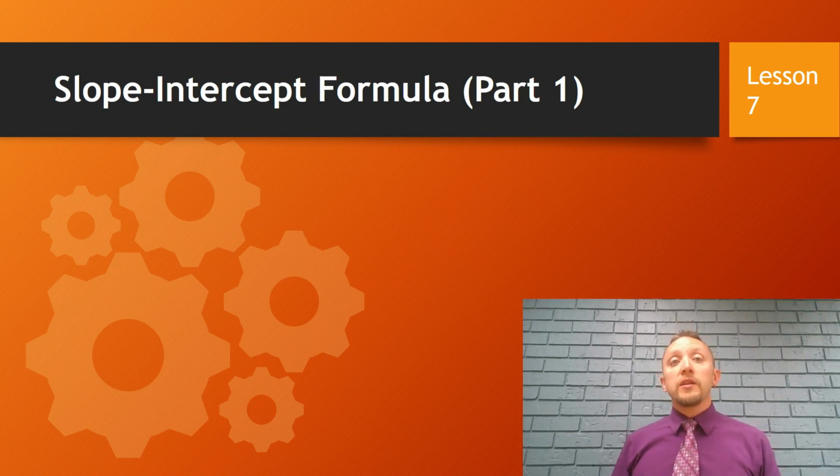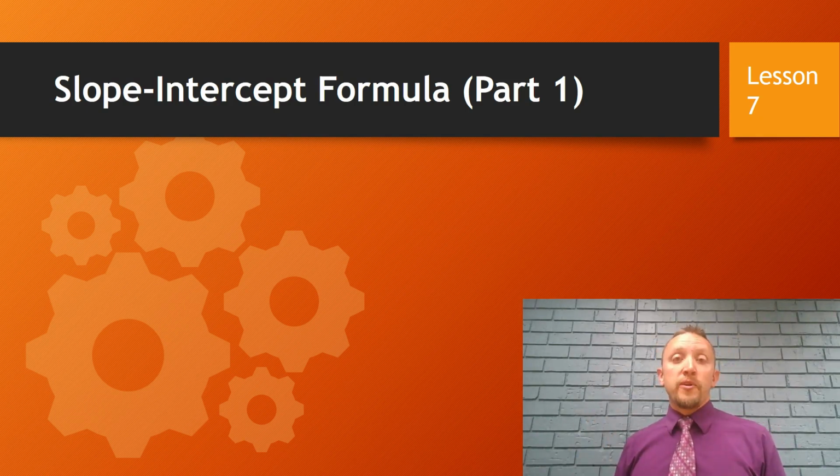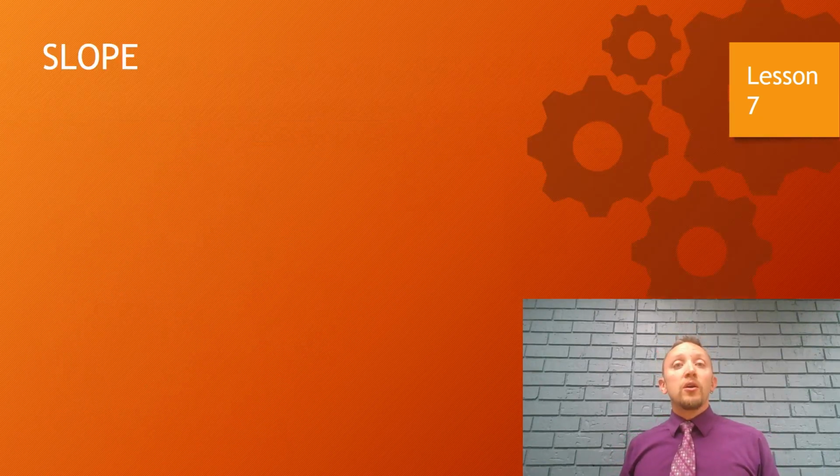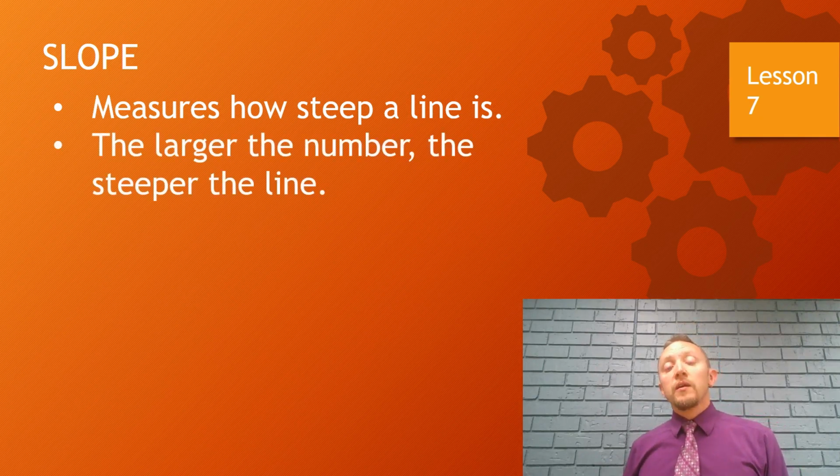of a line. The ultimate goal, though, for lesson 7 is this idea of the slope-intercept formula. But first, we need to understand what is slope. Great question. What is slope? Slope does a couple of things. Slope tells us how steep a line is. Now, the larger the number, the steeper the line.